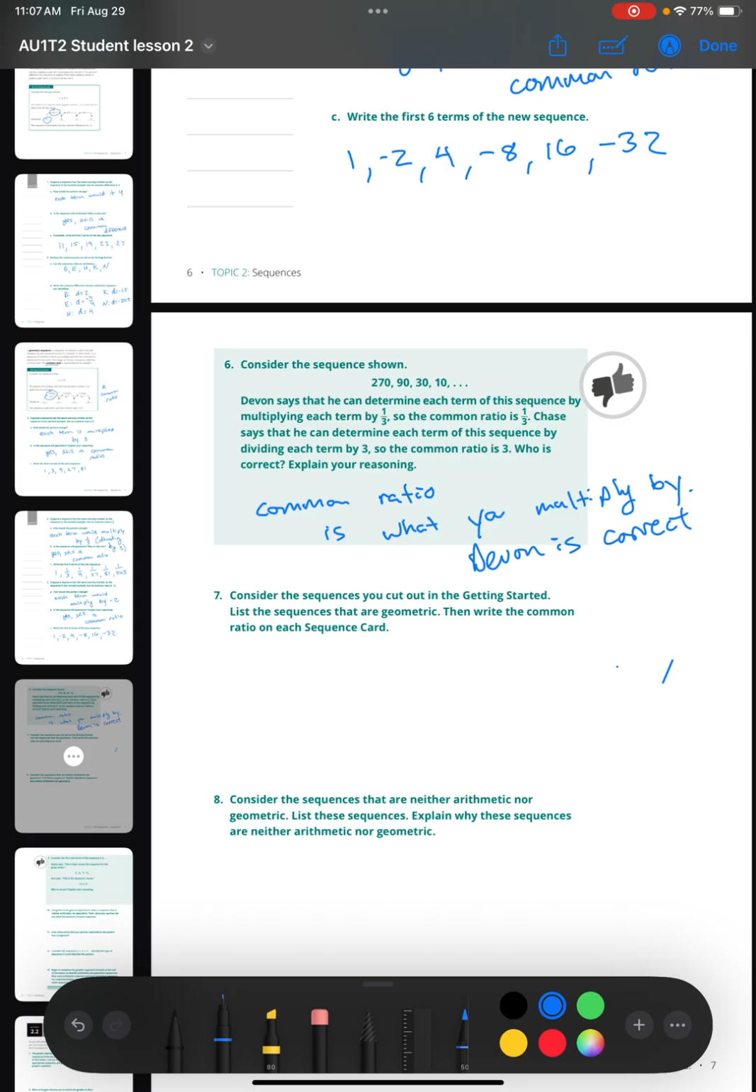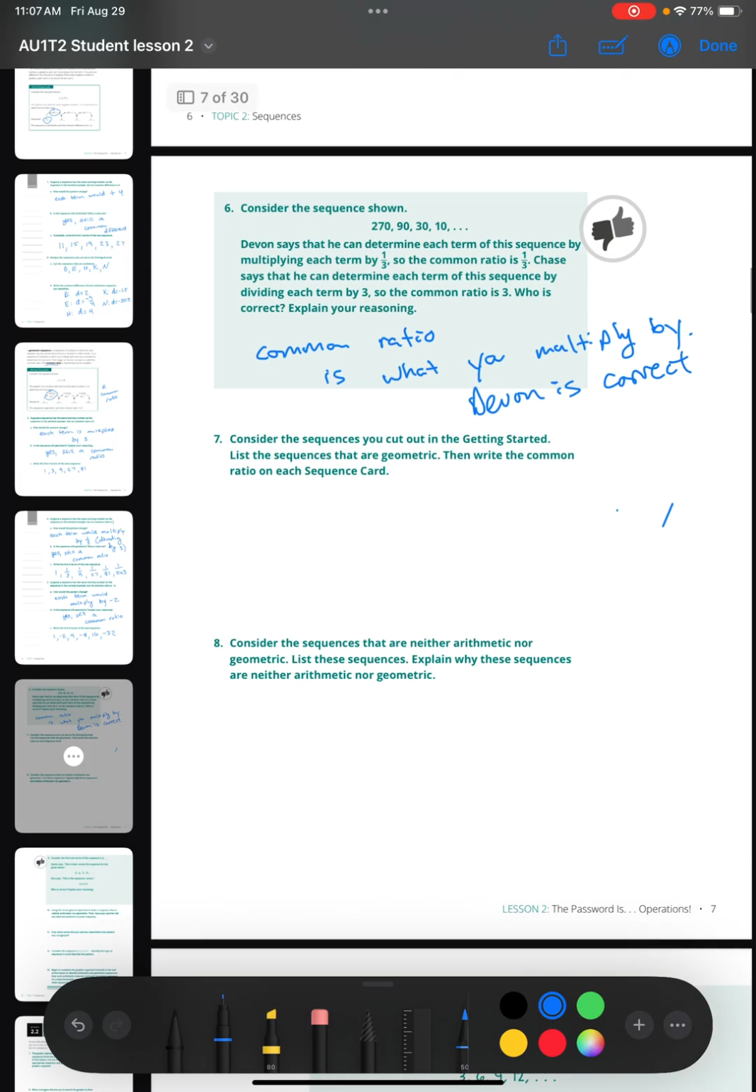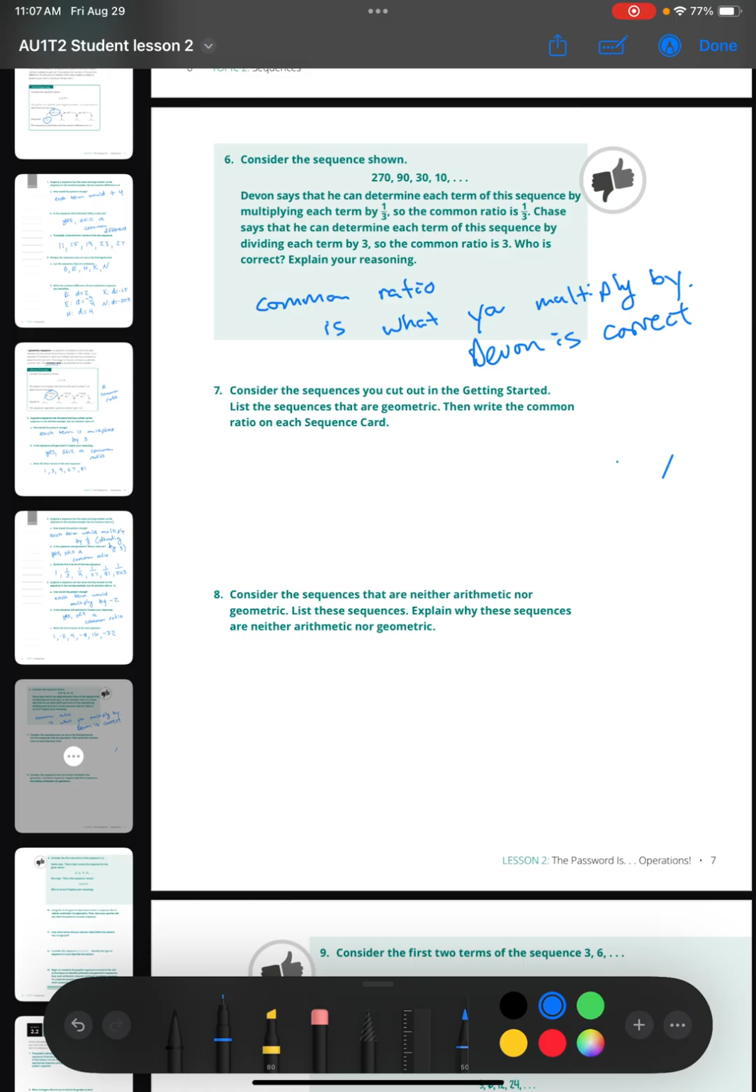All right, moving down to the next one. It says, consider those sequences you cut out at the very beginning. So that last page again, list the sequences that are geometric. So again, if you were to go back through those, the ones that are geometric, A, and I'm going to go ahead and list the common ratio. Common ratio was 2, we multiplied by. C, common ratio was 3. F, common ratio was 0.1. That was the one I told you we were dividing by 10, but we need to know what we multiply by to have the common ratio. J, common ratio was 1/2.